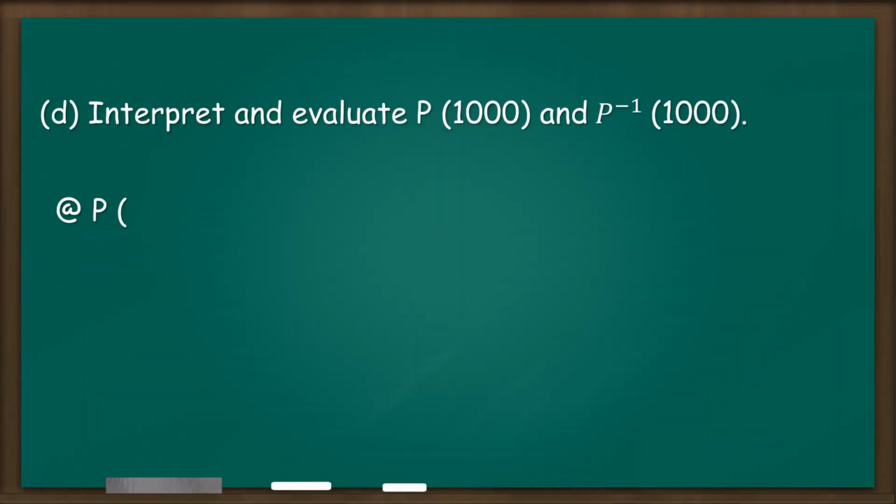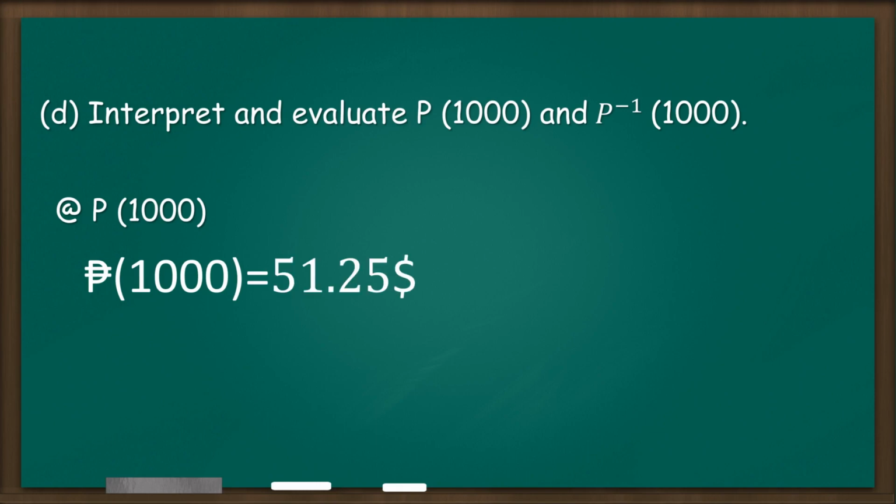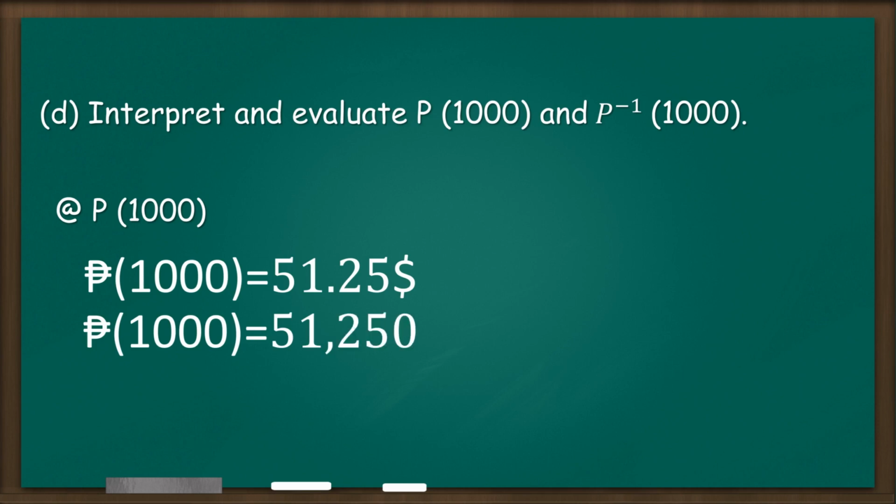At function of P of 1000, we will have a new function, and that is P of 1000 is equal to 51.25 multiplied to US dollar. We will substitute the value of US dollar, that is 1000, and multiply it to 51.25. We will get a product of 51,250 pesos.